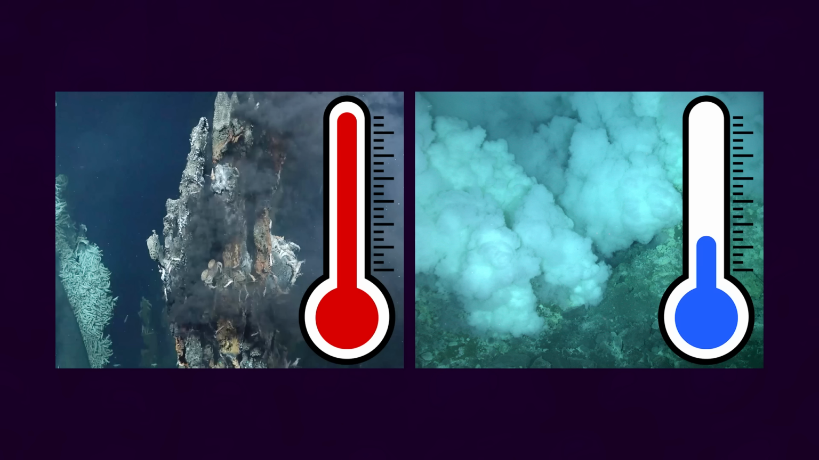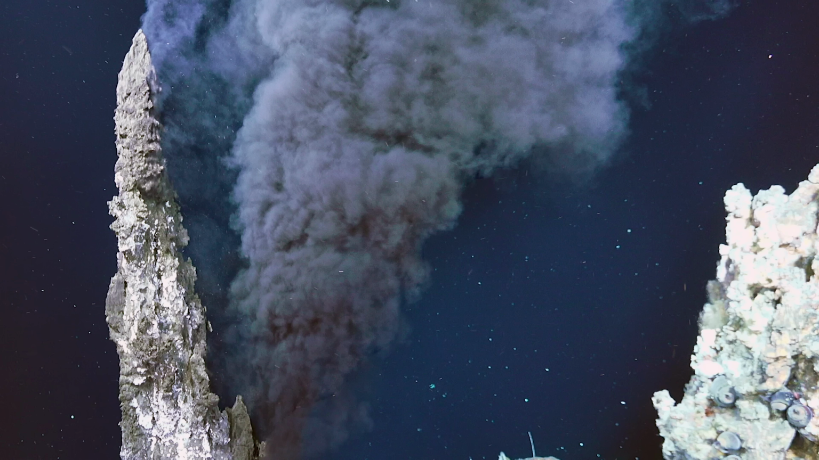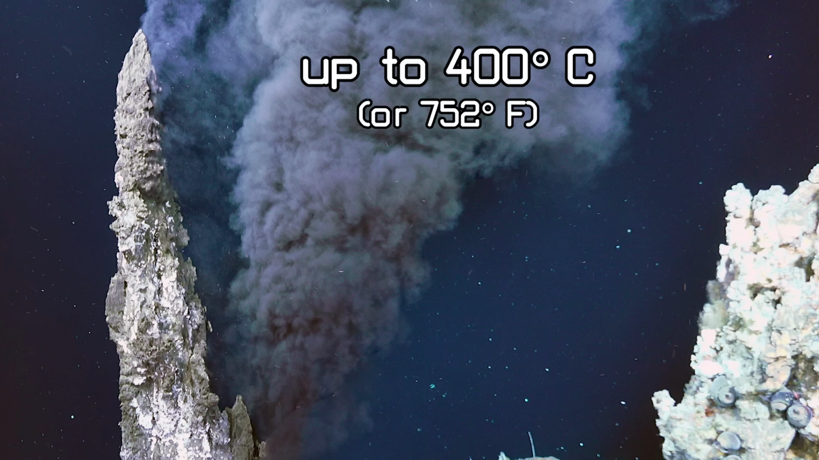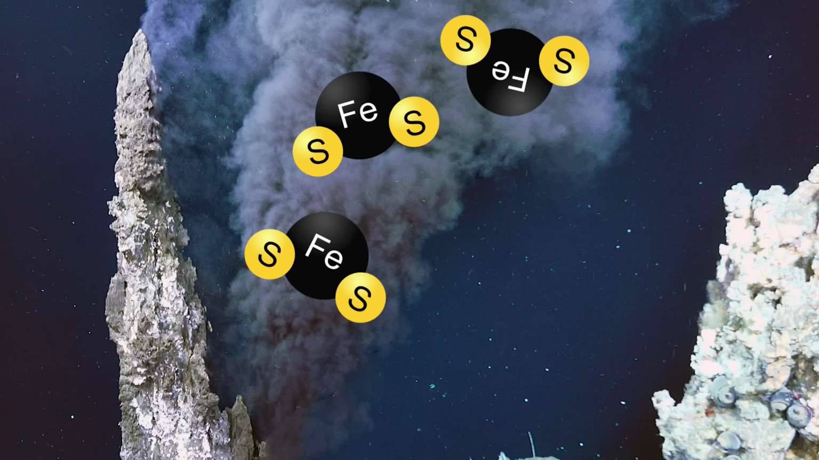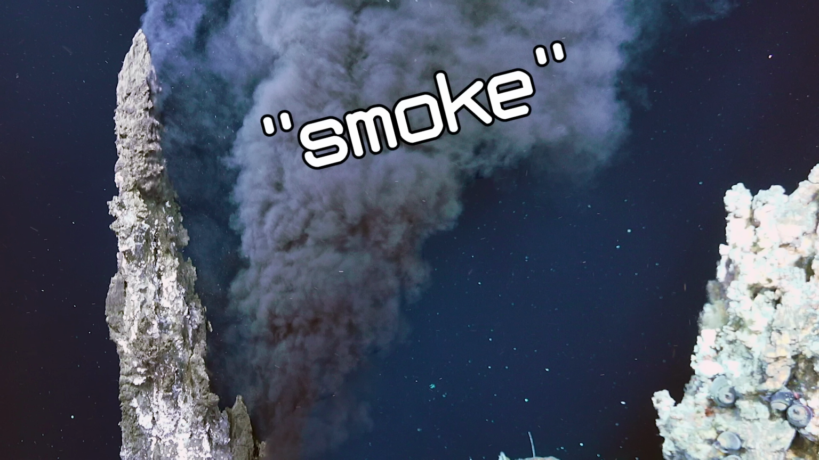Black smokers are just hotter than white smokers. Because the hydrothermal fluid of black smokers is so hot, it can dissolve stuff like iron sulfide compounds, which is why the smoke from black smokers is black. It's because of all the iron in it.